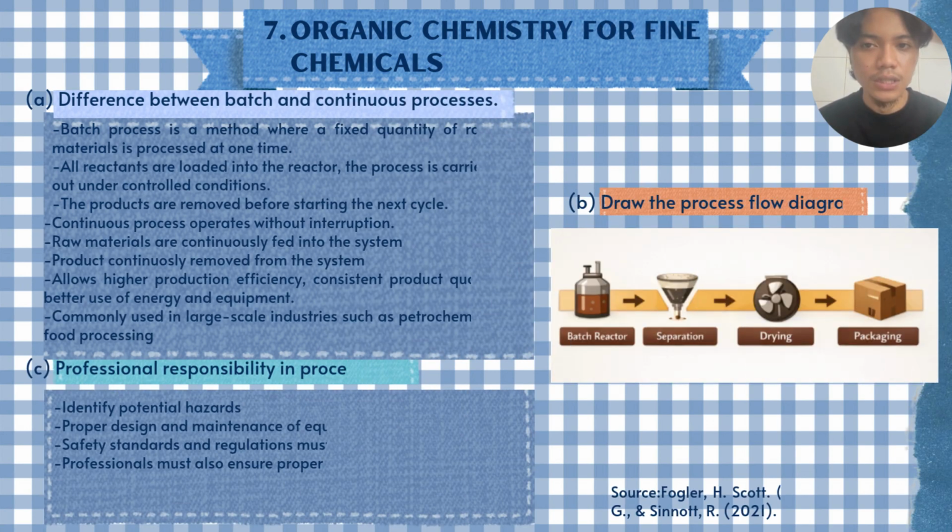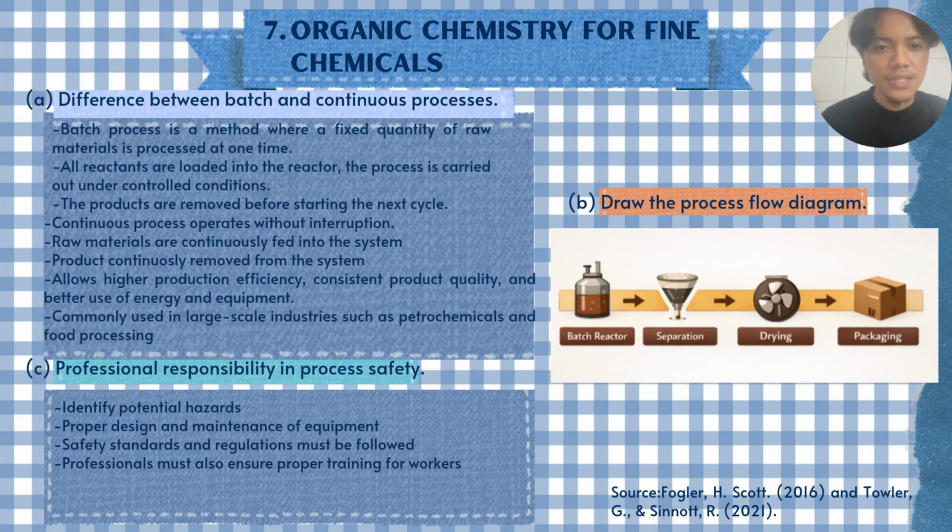I will talk about question number 3 in organic chemistry for fine chemicals. The first one is the difference between batch and continuous process. A batch process operates by processing a fixed amount of material at one time. All reactants are loaded into the reactor, the reaction occurs, and then the products are removed before starting the next batch. This method is flexible and suitable for small-scale, high-value products, but it can be time-consuming.